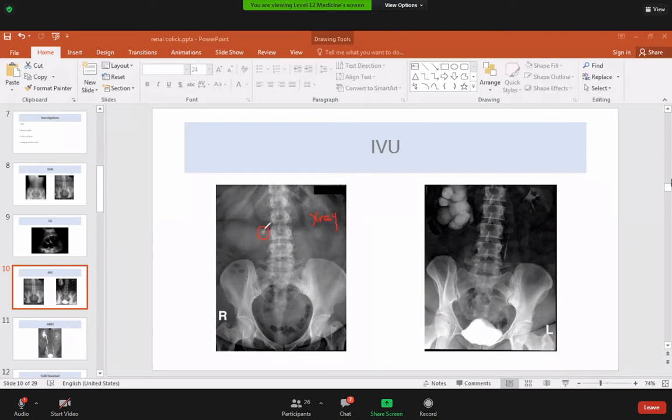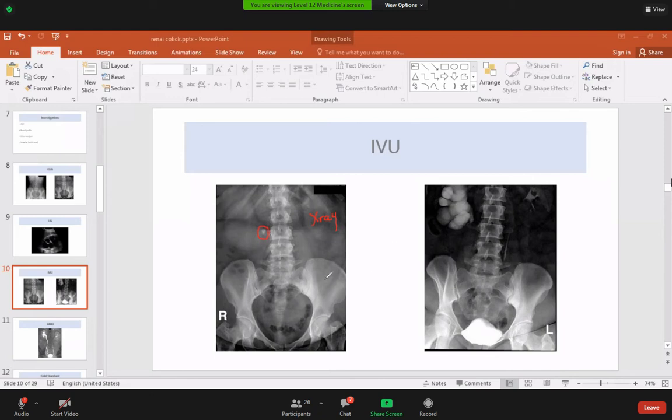Yes, it is a radiopaque thing. Most likely it is a stone. And this is the outline of the kidney. If you can see, the kidney is slightly dilated. This is a simple X-ray KUB, and you can see a radiopaque thing here.